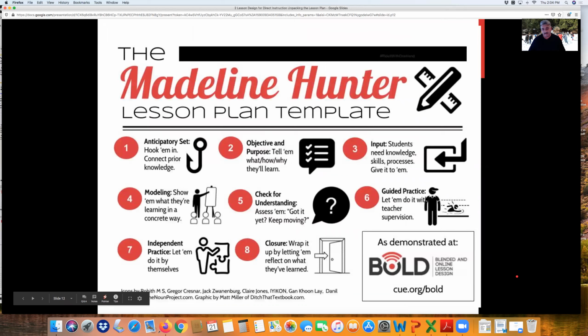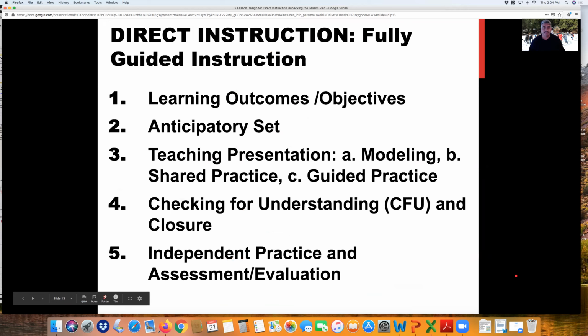This is a visual that at a glance can tell you a little about the different steps or components in the lesson plan. Some of them are steps, some of them are components. Just a quick visual of that. This is somewhat of a template of what we're going to ask you to use when you're developing your lesson plans. I've got an actual document that has them written out a little more specifically.